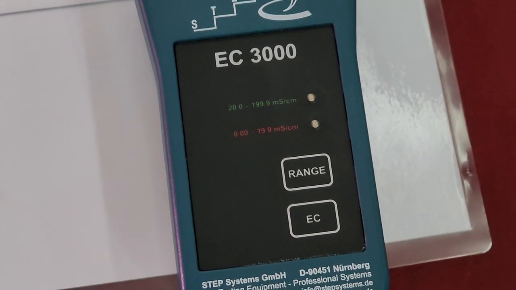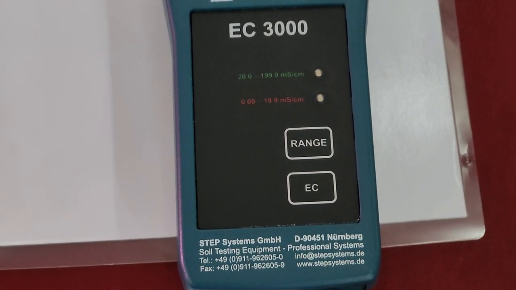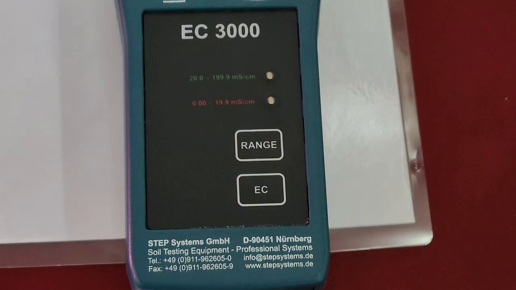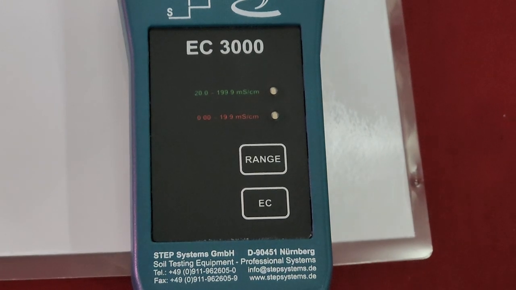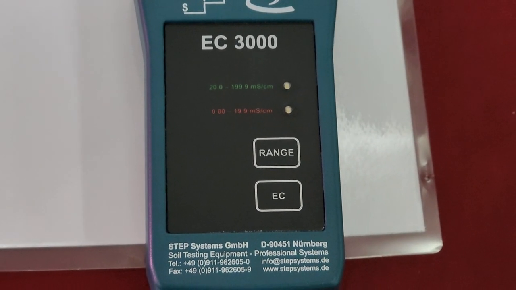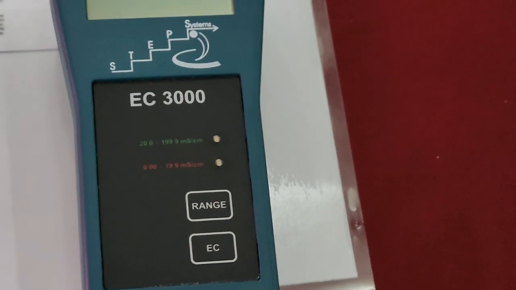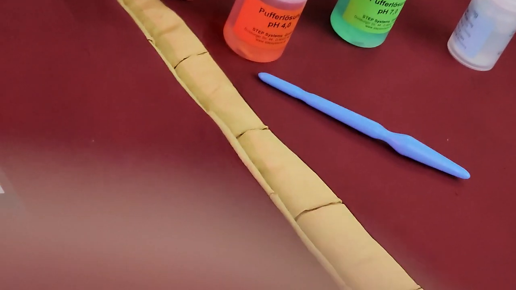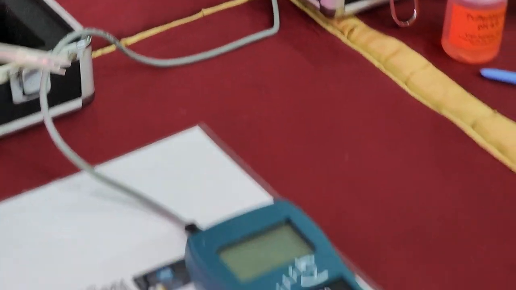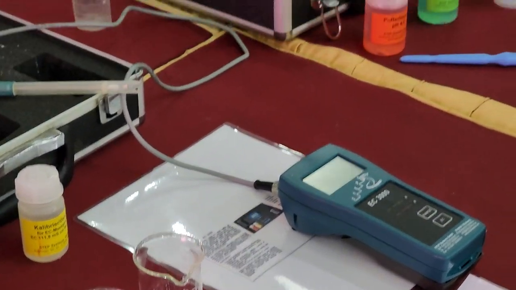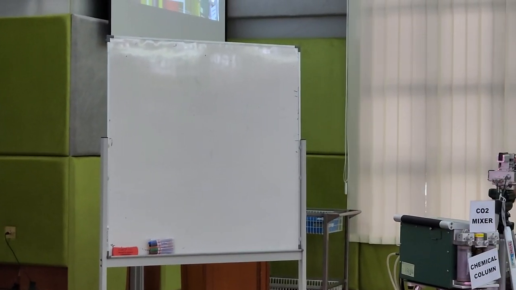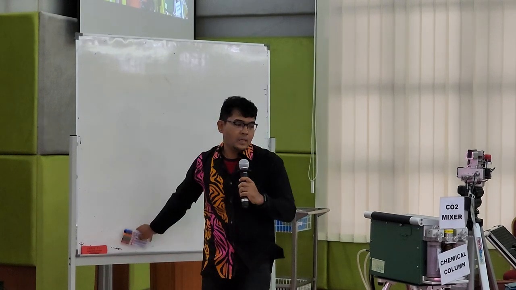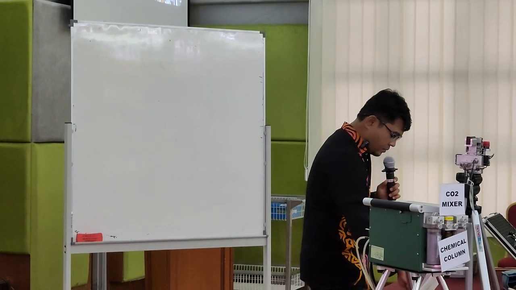So electrical conductance has a unit, Siemens, S-I-E-M-E-N-S. So microsiemens or decisiemens. Is there any alternative unit for that? I think there is, maybe you have not seen this before. Do you know ohm? You know ohm, right? So Siemens is the reciprocal of ohm.